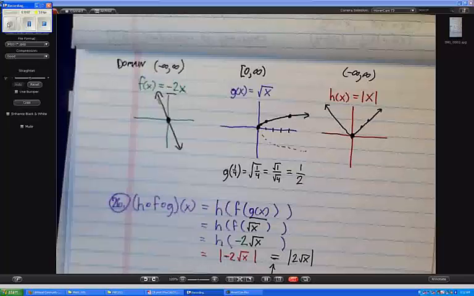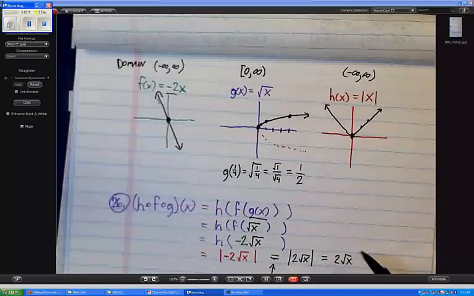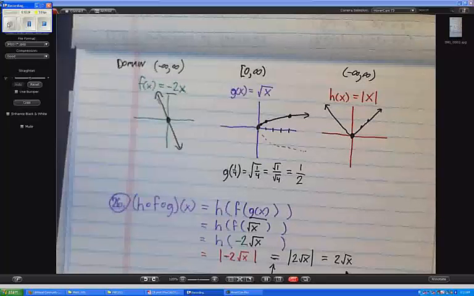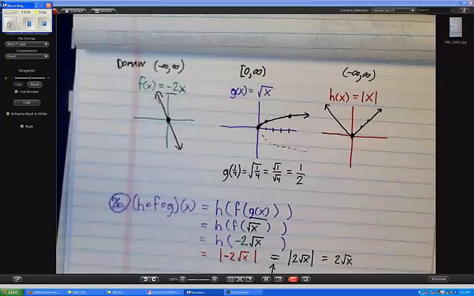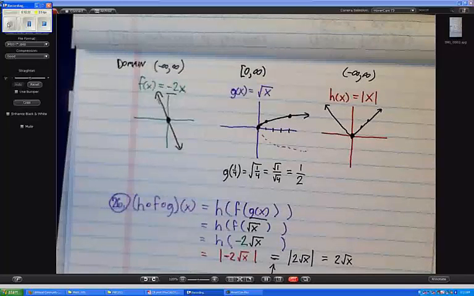I could just write this. 2 times the square root of x. Isn't that true? Why? Well, what do we know about square root of x? Square root of x is always positive, just like absolute value. So it's almost like writing that absolute value is redundant. You don't need it. And so I might simplify this way. Now, one thing about simplifying that I want to be very clear about is this.